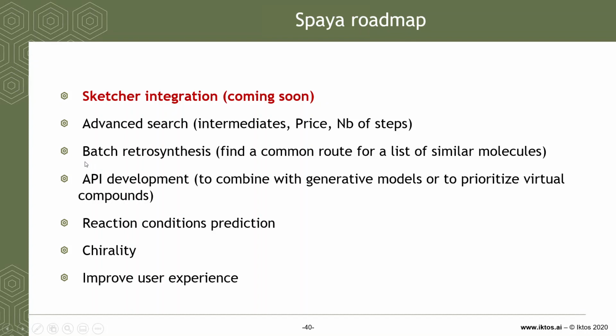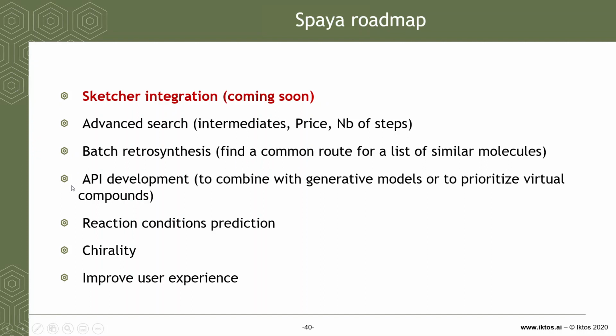Also, we are working on batch retrosynthesis. Let's say you have 50 compounds and you want to perform the retrosynthesis. They are all coming from the same chemical series. You don't want to find a route for each compound. You want to find a common route to synthesize this whole batch, and if possible to have diversification in the last step of chemistry. So this is something we are also working on.